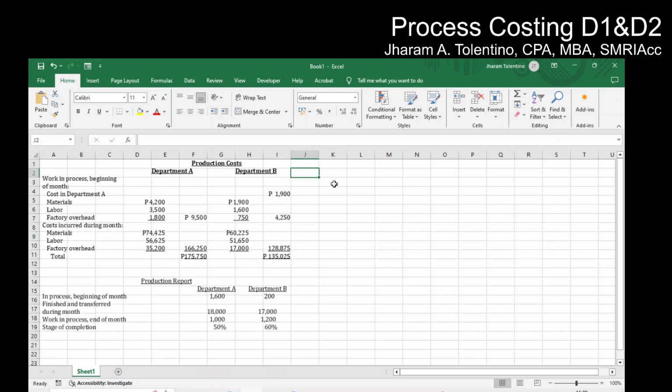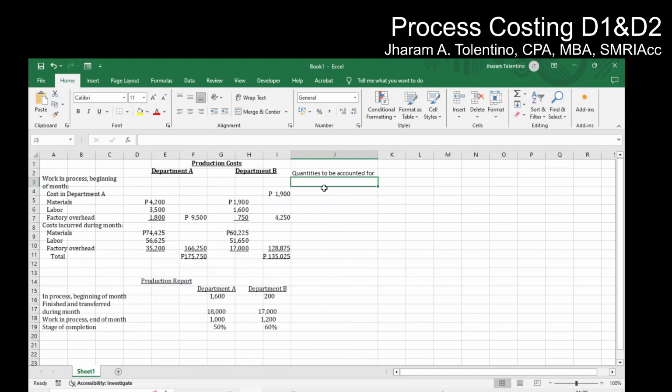But before you can prepare the EUP, most probably you will start with the quantity schedule. Quantities to be accounted for. We will do the normal process. So we have quantities to be accounted for. We have beginning work in process inventory, then we have started in process. We have total quantities to be accounted for, and then we have quantities accounted for.